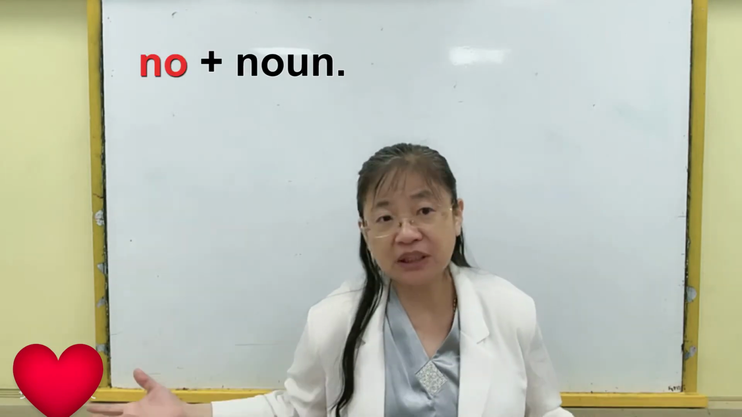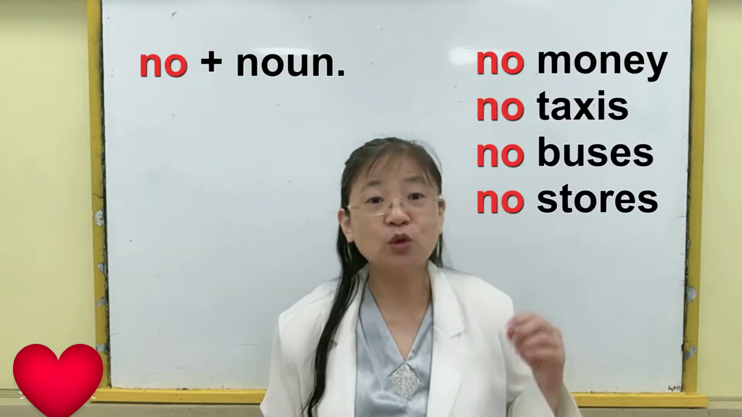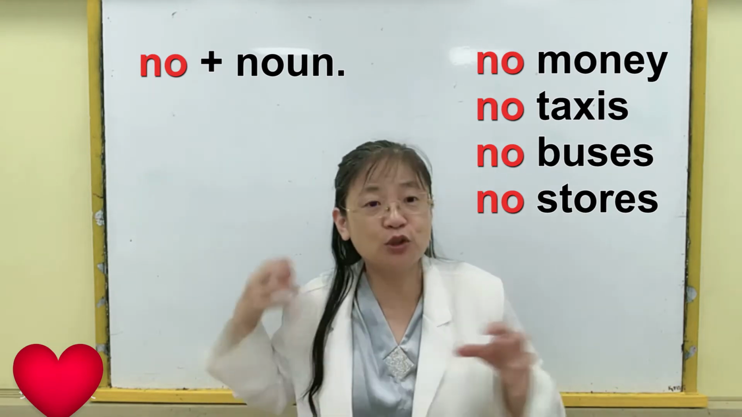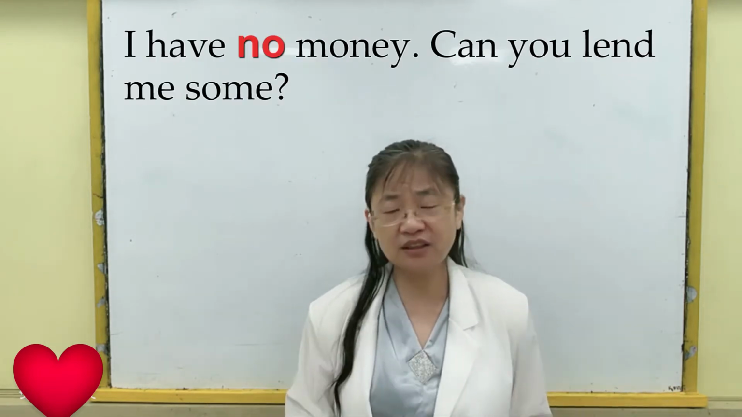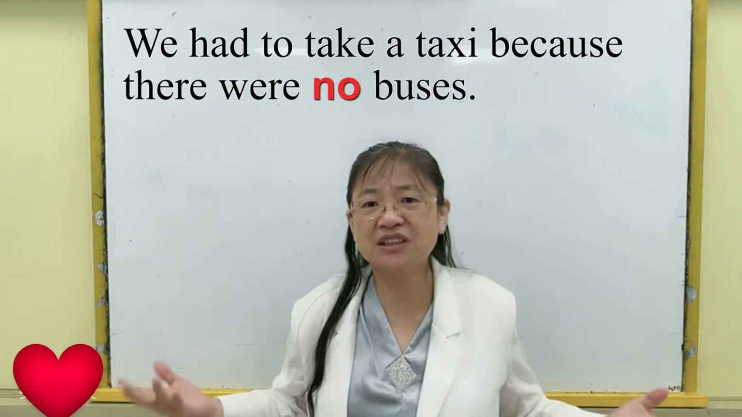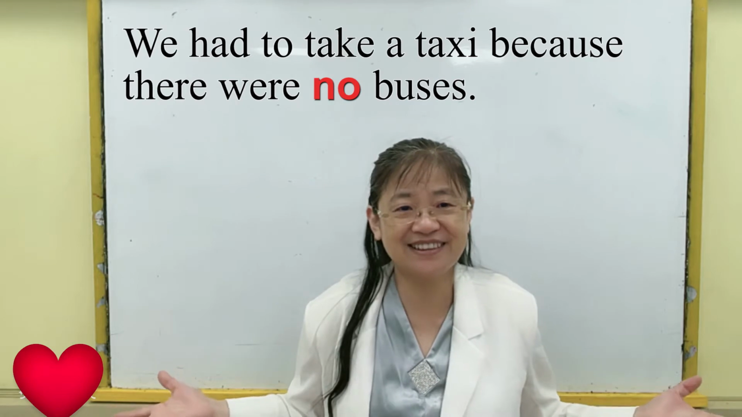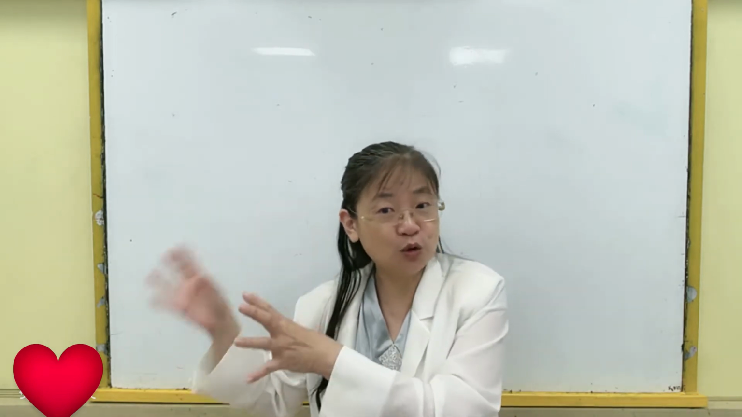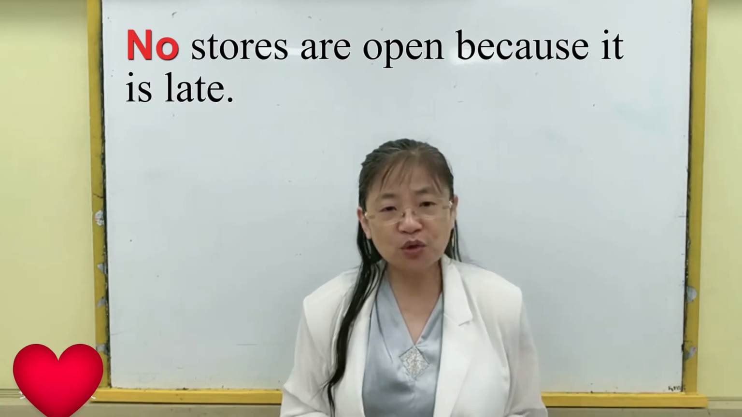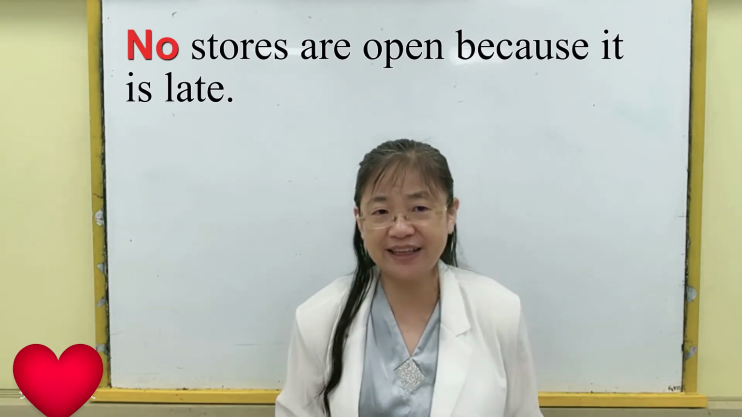它其实后面加名词，像 no money。No taxis, no buses, no stores， 加个名词，所以句子怎么讲呢？I have no money. Can you lend me some? We had to take a taxi because there were no buses. 所以这些放在句子中间，句子后面，我还可以放在句子前面。No stores are open because it is late.